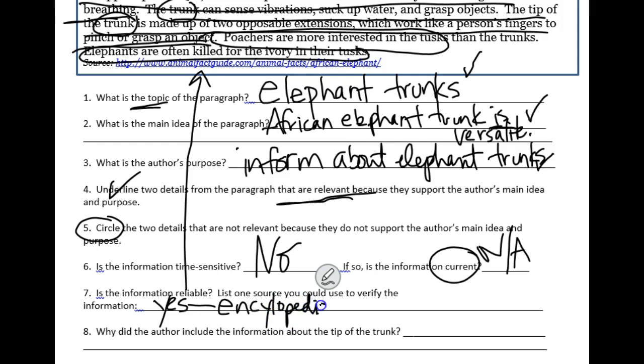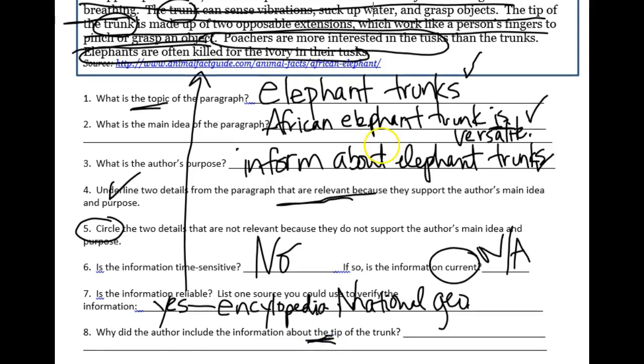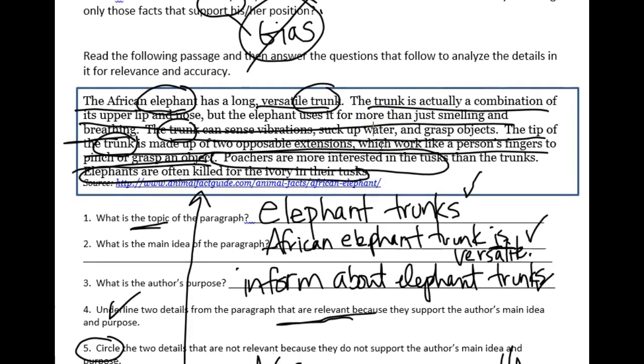We could use maybe a National Geographic website. Something to verify something about animals. Why did the author include the information, the tip of the trunk? So let's look back. Information was the tip of the trunk works like a person's fingers to pinch or grasp an object.